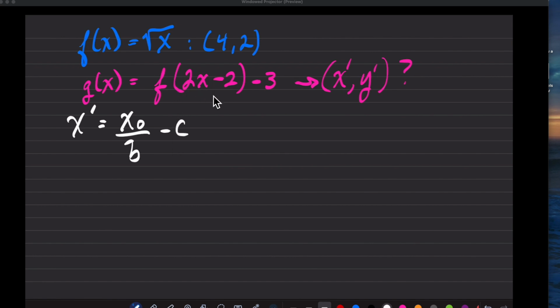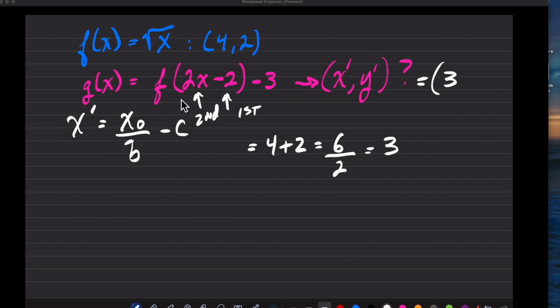Well, we are in a non-factored form. There's no GCF. There's no second set of parentheses with the GCF pulled out. That means we're going to address the c first and the b second. So here's our x original, which is 4. We're going to do the opposite of what we see, which is 2. That gives us 6. Now we're going to come along and divide by b, and our final x prime equals 3.